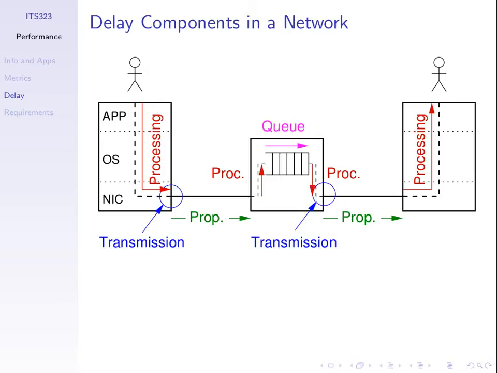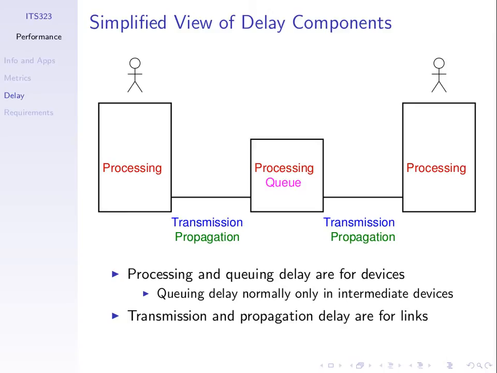So a simpler way to view those components is we have processing delay inside devices. We may have queuing delay inside intermediate devices, the ones we send via to get to the destination. And if we look at each link, we can calculate or determine some transmission delay and propagation delay. So processing and queuing for devices, transmission and propagation for links. If there's a large network, then you just break it into components. For each link, think about the transmission and propagation delay, and for each device, think about the processing and queuing delay. And add them up to get the total delay. That's where we say delay is additive. The time to get from the first user to the second user is the summation of all those component delays.